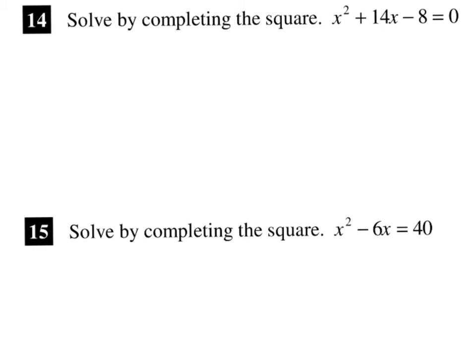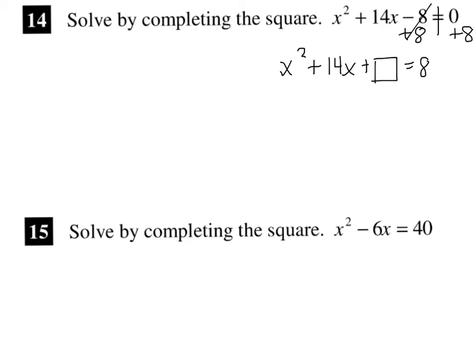My recommendation on 14 is to complete the square. Everything is on one side of the equal sign. You could try to factor it, but you're not going to find factors of 8 that subtract to give you 14. So we're going to proceed with completing the square. The first thing we have to do is get c on the other side. So I'll move the 8 over, and I'll have x squared plus 14x. I'll leave a space for the perfect square.